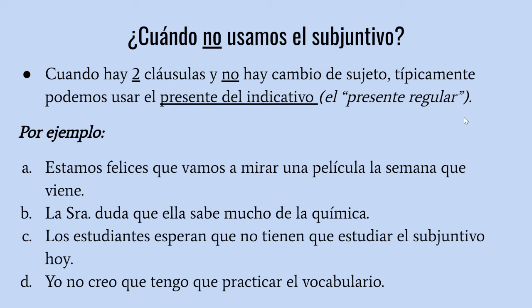A couple of things to remember, okay? Cuando no usamos el subjuntivo, we don't use it cuando hay dos cláusulas y no hay cambio de sujeto, okay? Típicamente podemos usar el presente del indicativo or el presente regular. So if you have two separate clauses and they each have the same subject, we're typically going to use the present indicative, otherwise known as the regular present tense, okay? So, por ejemplo, we have A. Estamos felices que vamos a mirar una película la semana que viene.